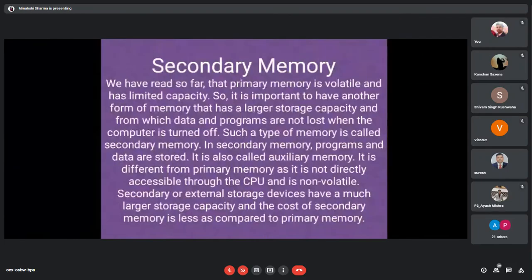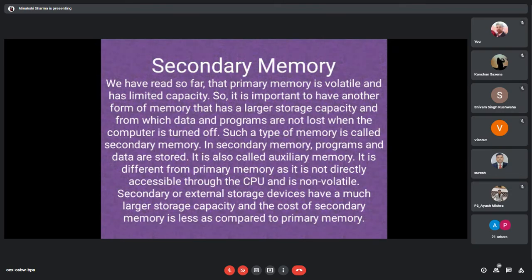So, secondary storage devices. As we all know, we have read so far the primary memory is volatile and has limited capacity. So it is important to have another form of memory that has larger storage capacity and from which data and programs are not lost when the computer system is turned off. Such type of memory is called secondary memory. In secondary memory, programs and data are stored. It is also called auxiliary memory.